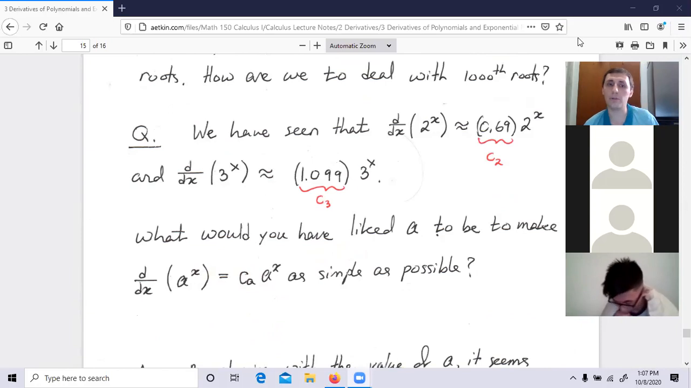You see, we played around with 2 to the x, it was roughly 0.69. With 3, it was over 1. With 2.8, it was slightly over 1. What's the best constant that we can hope for?